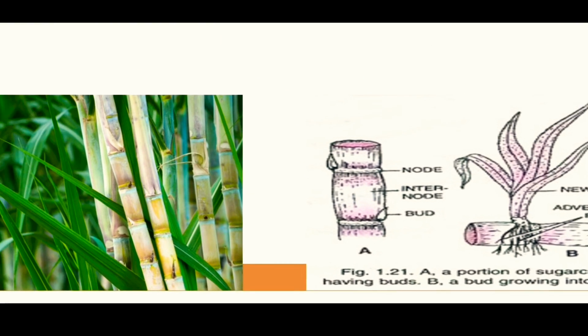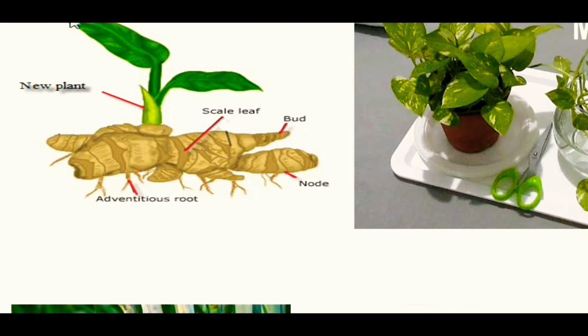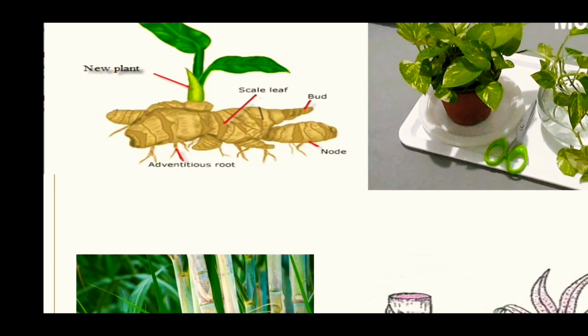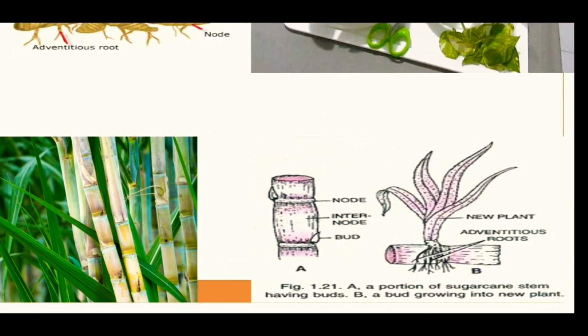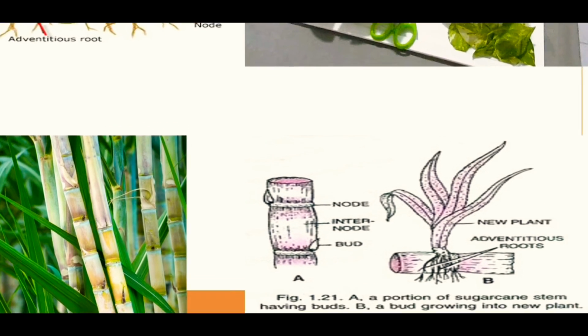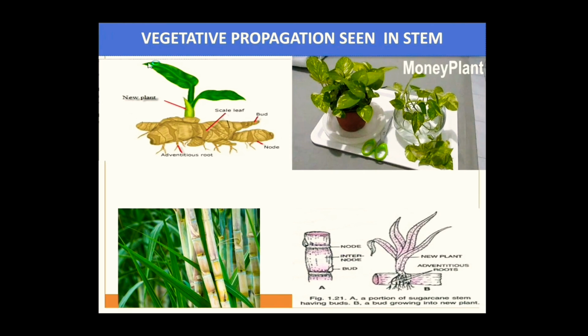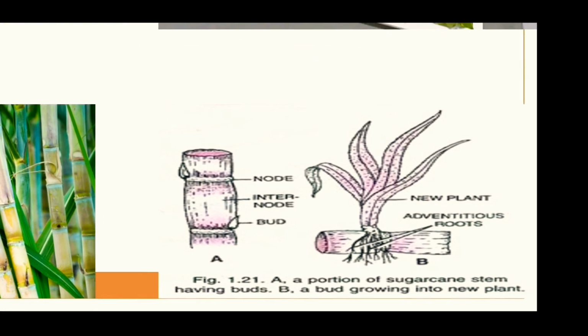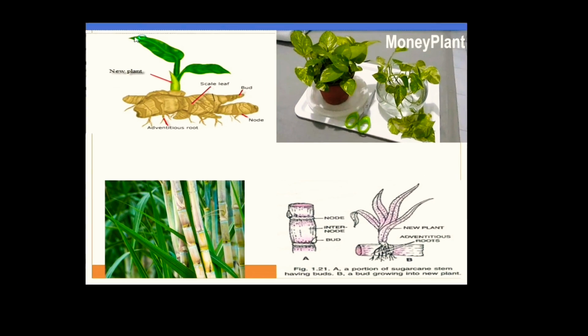And there are many examples. Here are many examples you can see. From a ginger also a new plant is growing. So this process is called vegetative propagation. Can you see ginger also? And you can see from sugarcane also. Sugarcane you can see is a stem from which a new plant grows. You can see here an example of sugarcane where new leaves are arising or coming out, and see here adventitious root is also formed.